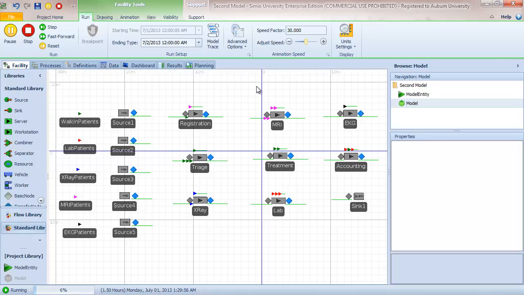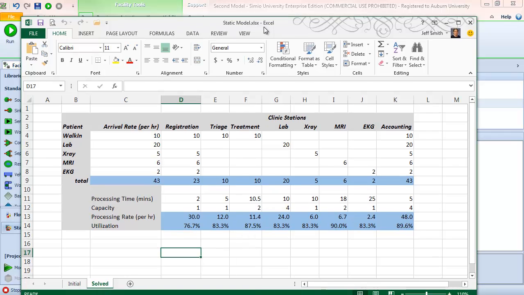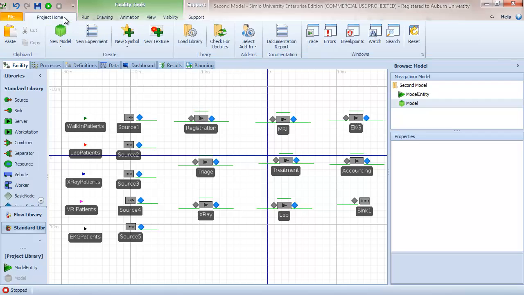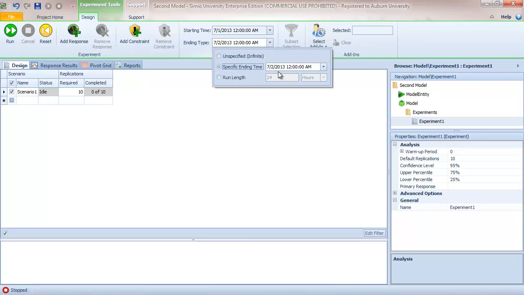Of course, the step to do the actual verification is to set up an experiment, and we can compare the simulation results that we get to the exact results that we got in our static model. The results that we looked at for our static model were simply the utilizations of the individual servers. So let's do that. Let's jump back to the project homepage and create a new experiment. And we're going to run our experiment.